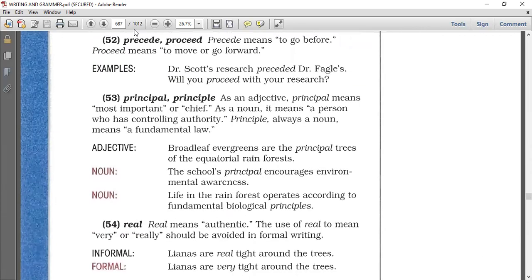Number 52, and this is also important. Many people get confused. Precede means come or go before, but proceed means to continue or move or go forward. Dr. Scott's research preceded Dr. Fagel's, so it went before it. Will you proceed with your research? Will you continue? Will you go forward? Number 53, principle and principal.